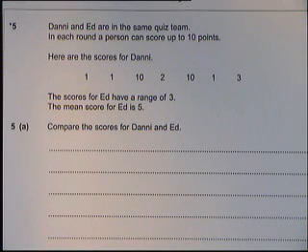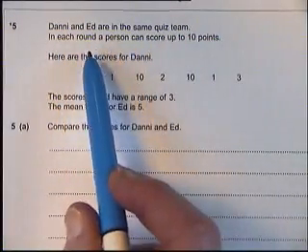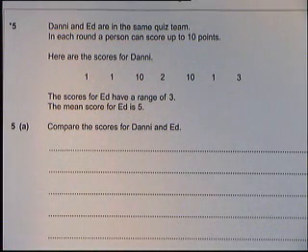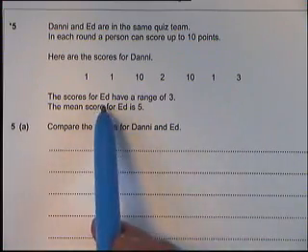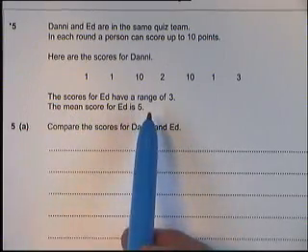This is question 5 on the Unit 1 foundation paper, June 2011. Danny and Ed are in the same quiz team. In each round, a person can score up to 10 points. Danny's scores have been 1, 1, 10, 2, 10, 1 and 3. Ed's scores have a range of 3. Ed has a mean score of 5.